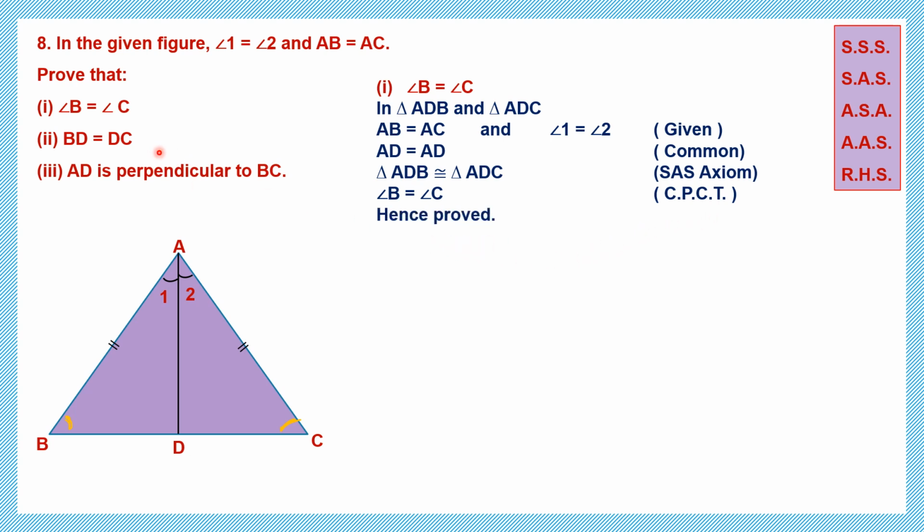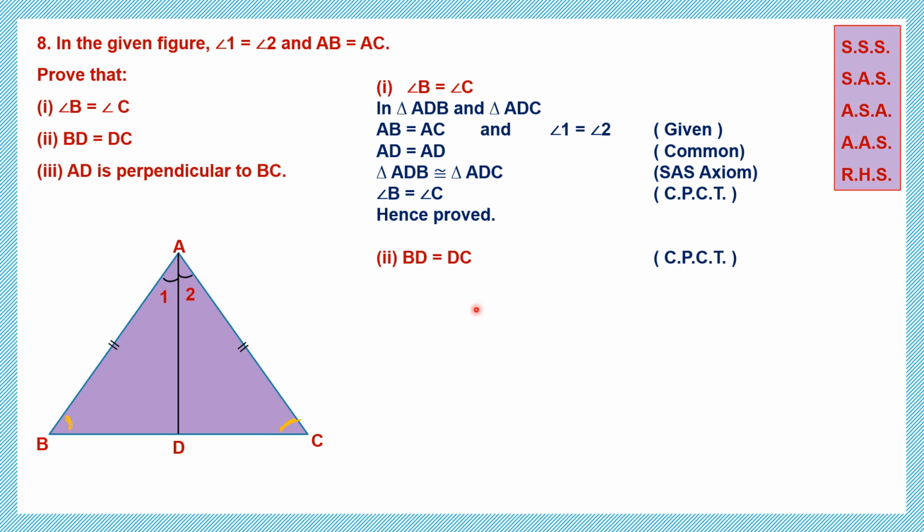Now we have to prove the next one. BD is equal to DC. Where is that? BD is equal to DC. So we already have two sides here. This is one pair of corresponding sides and this is a common side. So they are equal. And we have to prove that these two sides are equal.